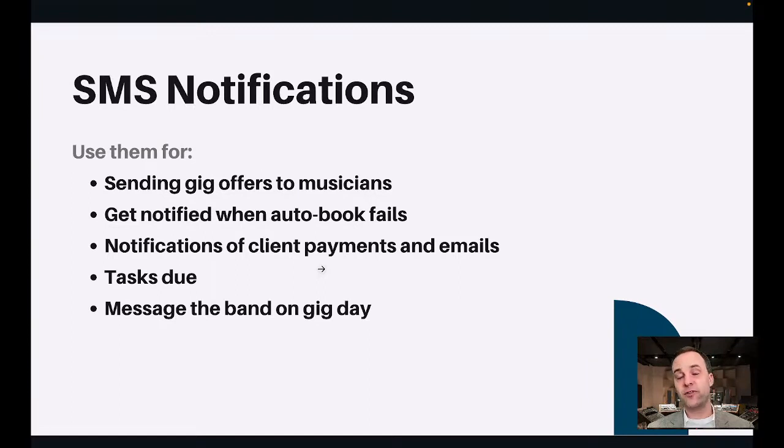You can also get notified when autobook fails, for example. So if, let's say, you had a call list of 5 drummers on a booking and none of them were available, as soon as that last guy has declined your gig offer, you can be notified instantly that all your drummers were unavailable so that you can deal with that.